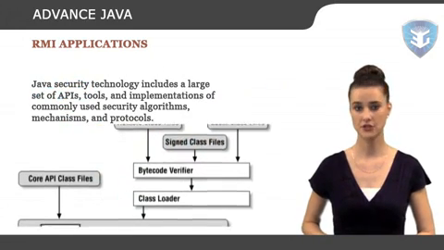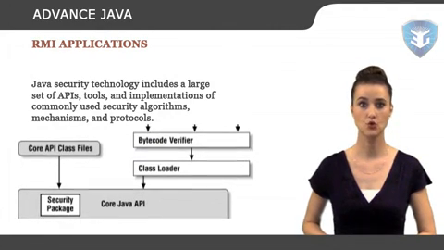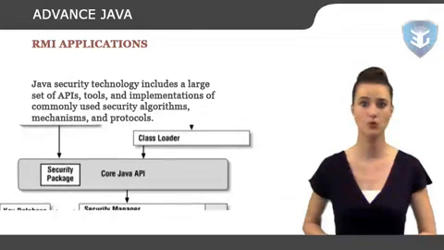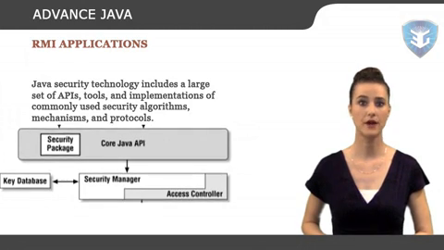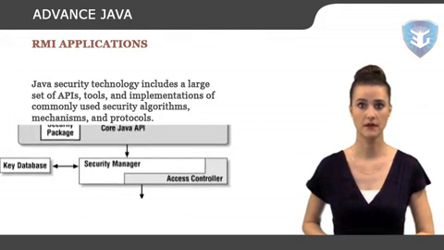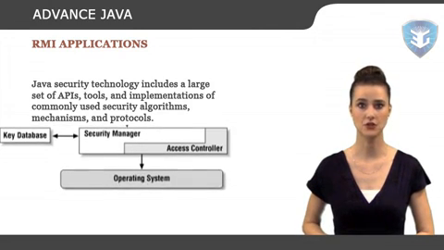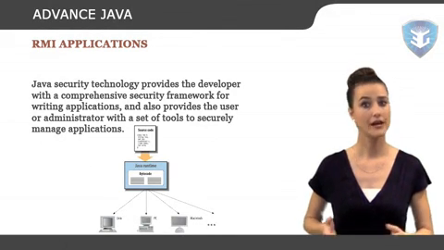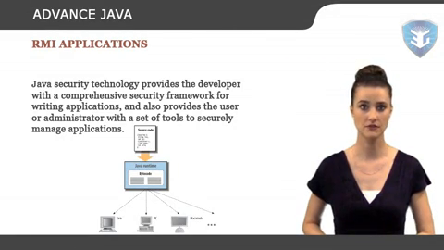Let's know about Java security. Java security technology includes a large set of APIs, tools, and implementations of commonly used security algorithms, mechanisms, and protocols. The Java security APIs span a wide range of areas, including cryptography, public key infrastructure, secure communication, authentication, and access control. Java security technology provides the developer with a comprehensive security framework for writing applications, and also provides the user or administrator with a set of tools to securely manage applications.